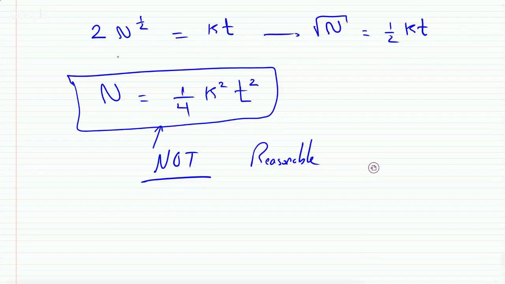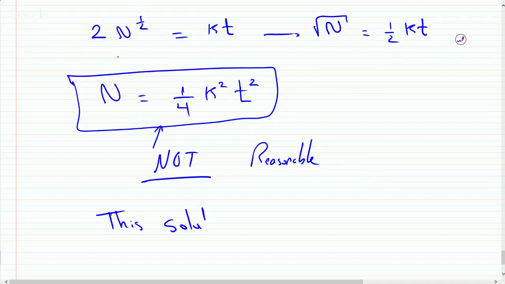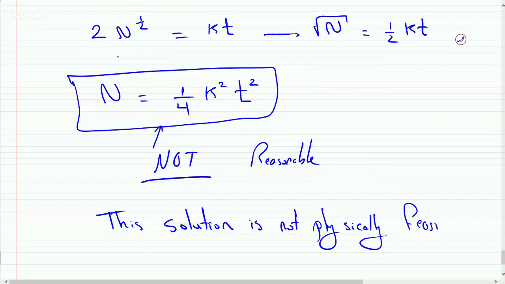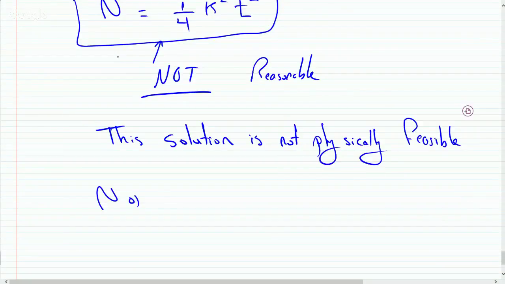This solution is flawed, or is not physically feasible, just because you need n0 to be greater than 0 for bacteria to be produced.